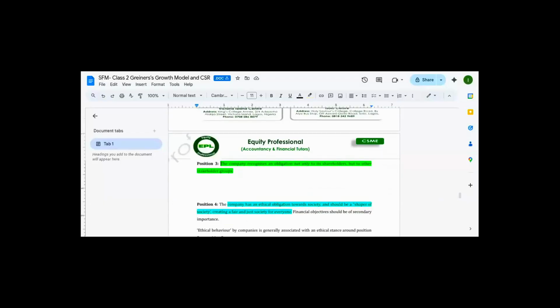Position 3 on the ethical stance says that the company should recognize an obligation not only to its shareholders, but to other stakeholder groups. So with this point, that informs us that there is a sharp distinction between shareholders and stakeholders.